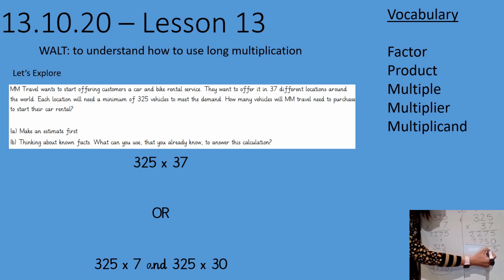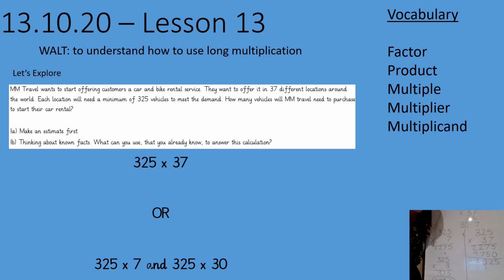7 and 5 we know is 12. 7 and 2 is 9, with 1 extra is 10. 9 and 2 is 11. Add one more is 12. Now over here we've got our two products separate: 2,275 added to 9,750. So we're going to add those two numbers up, and we should find that we get 12,025. Let's do that up here, where we've got a little bit of space.